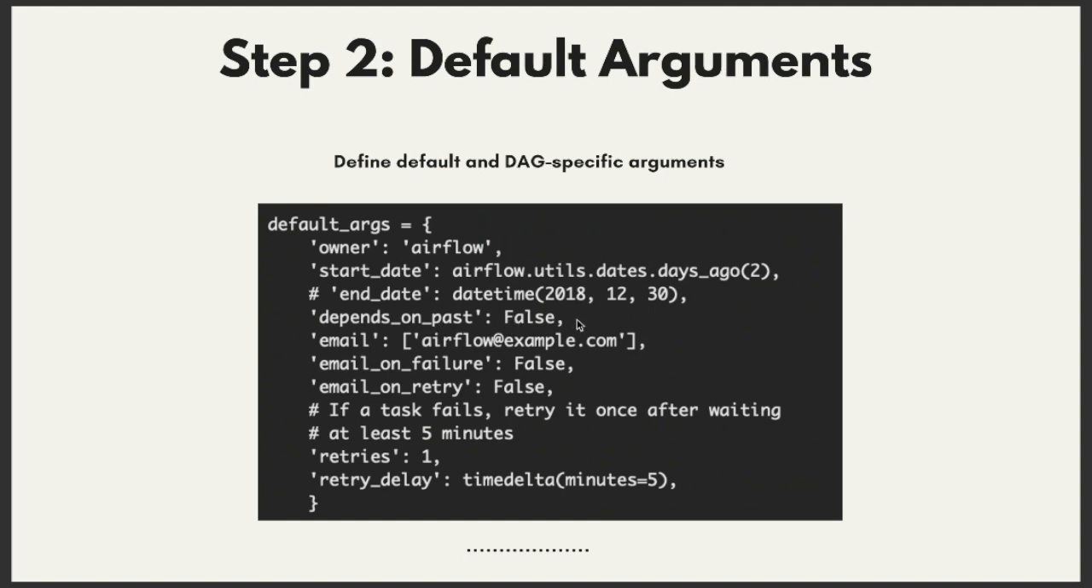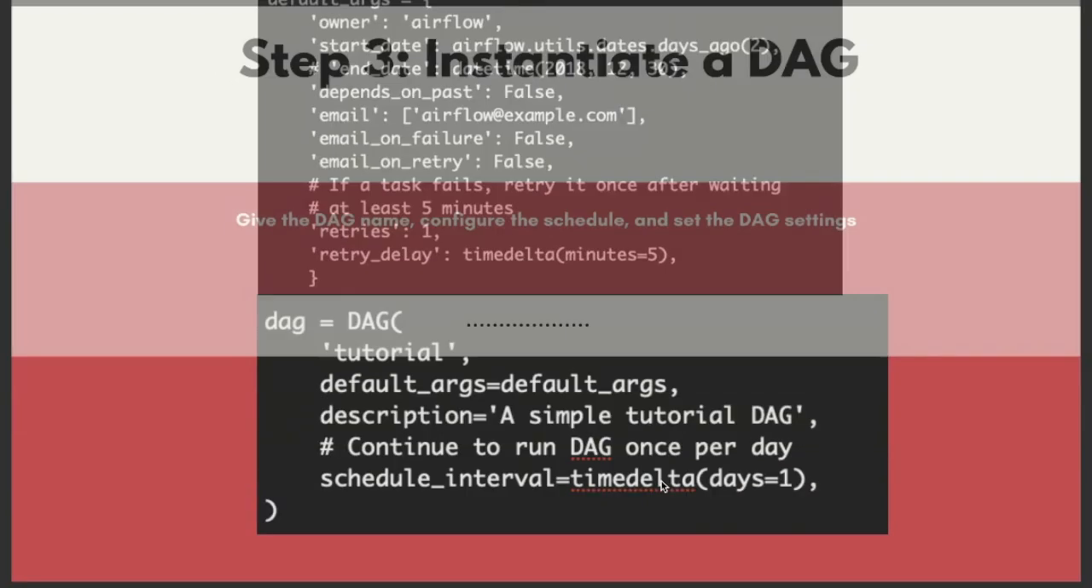So the next parameter is retries. The number of retries you want can be instantiated in that. Retry delay means the delay you need to give in between each task retries.